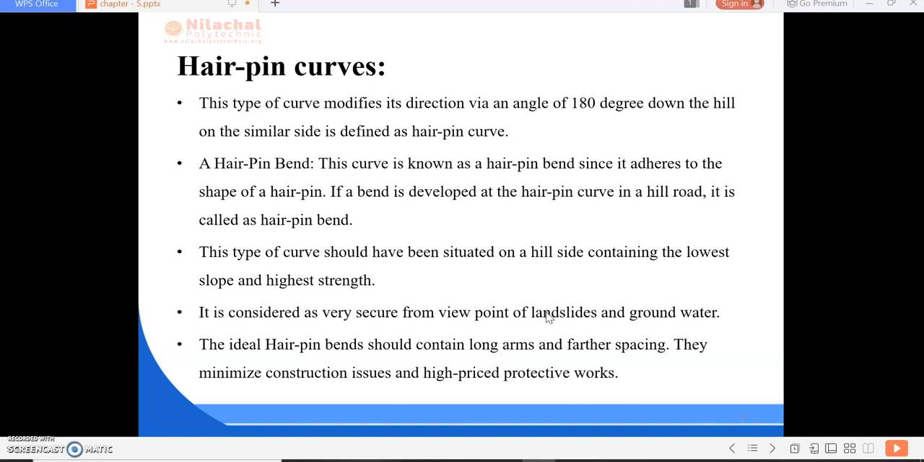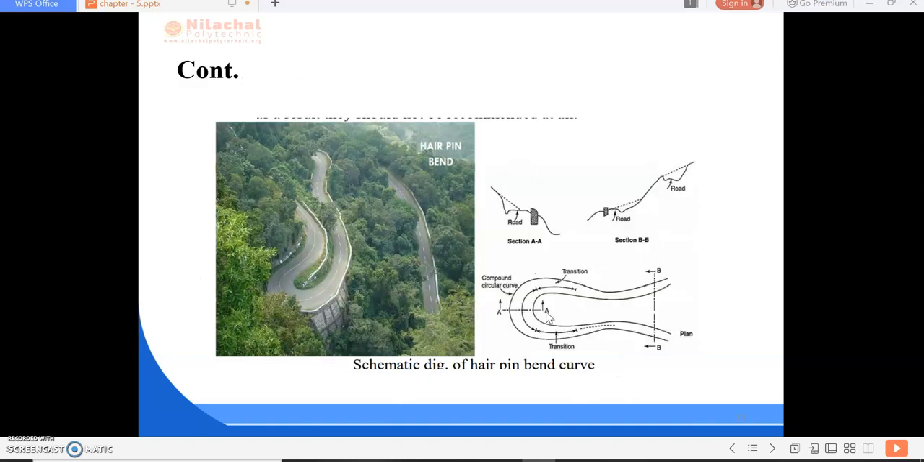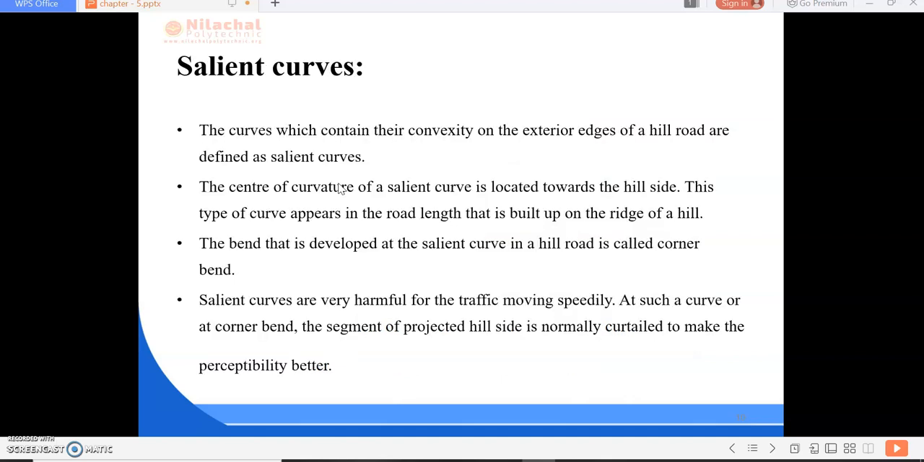They minimize construction issues and high priced productive works. So here we can see the shape of a hairpin. Okay. Here we can see the hairpin bend or the curve. Only in this, we are changing the direction, nothing more than that. That is our example or image of a hairpin bend curve. Okay. We can say bend or we can say curve.